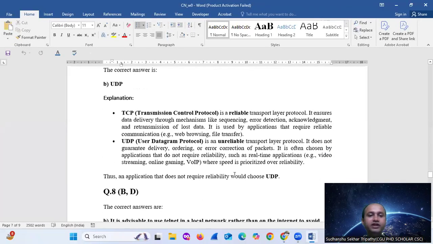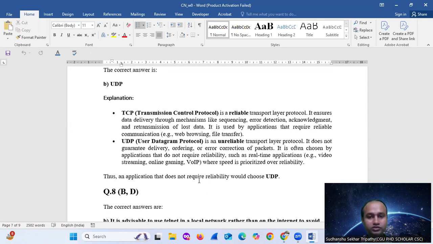देखो, TCP means transmission control protocol is a reliable transport layer protocol. It ensures data delivery through mechanisms like sequencing, error detection, acknowledgement, and retransmission of lost data. It is used by applications that require reliable communication, that is web browsing, file transfer. So TCP is reliable, UDP is user datagram protocol, an unreliable transport layer protocol. It does not guarantee delivery.